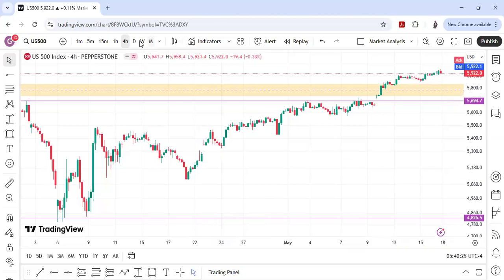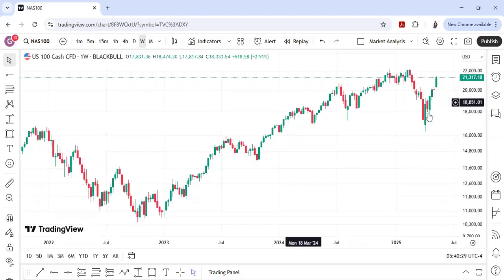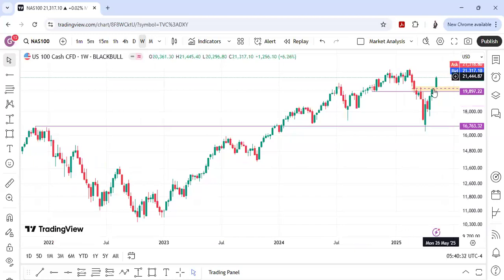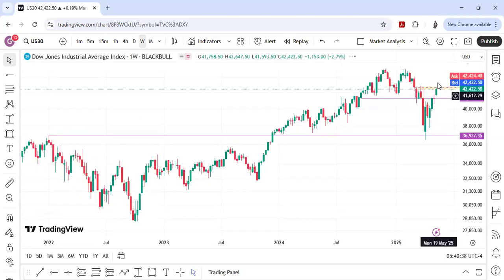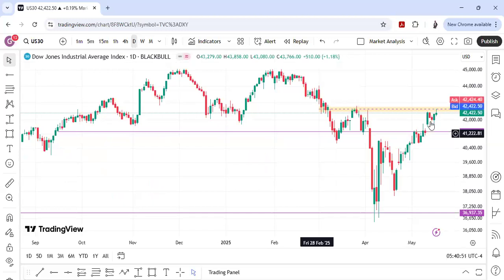I think it's pretty much the same thing for all the indices. As for NASDAQ 100, same thing. New week opening gap, it could retrace back to it before it goes higher. US 30, Dow Jones Industrial Average 30, same thing. It could retrace to this new week opening gap before it goes higher. So look at it here, new week opening gap here. It could go lower to this new week opening gap.